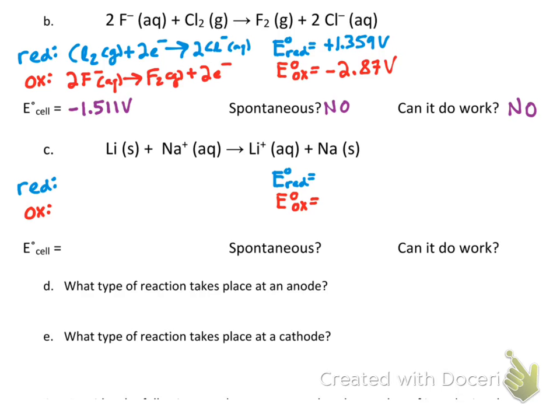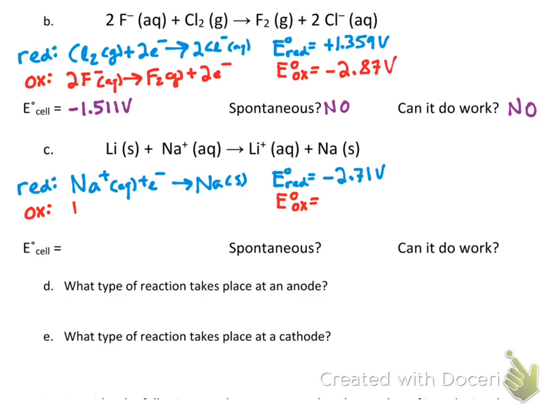Alright, we've got one more. Lithium and sodium reacting. Let's do it. The reduction is going to be sodium going from its positive 1 oxidation state, gaining 1 electron to become solid sodium. This has a reduction potential of negative 2.71 volts. Very, very difficult to do unless you have a potent reducing agent.